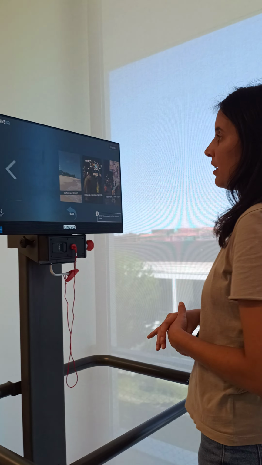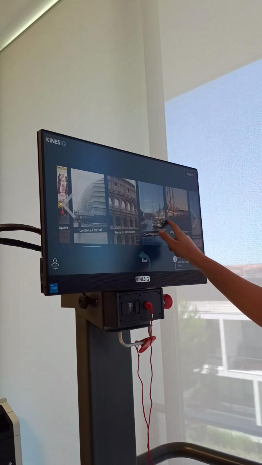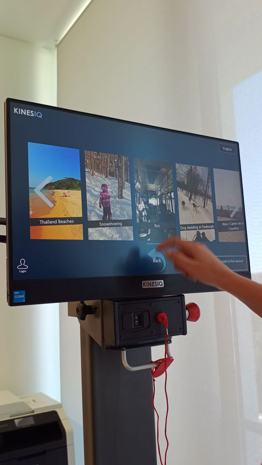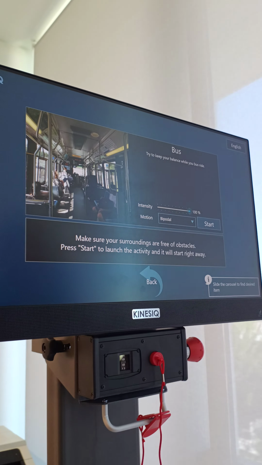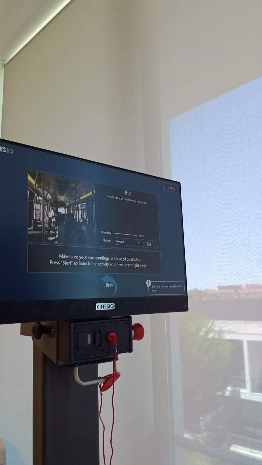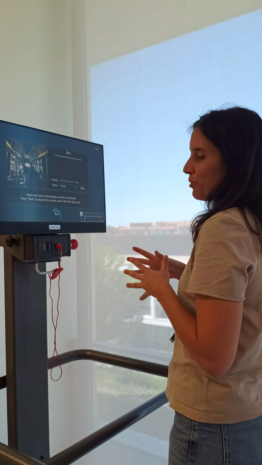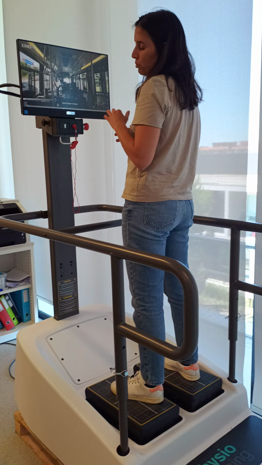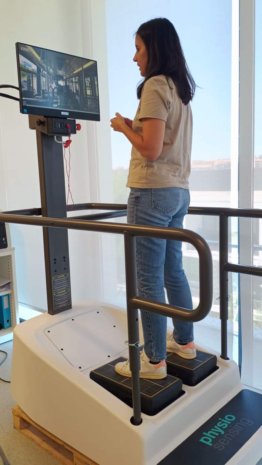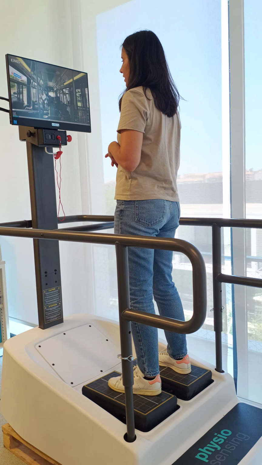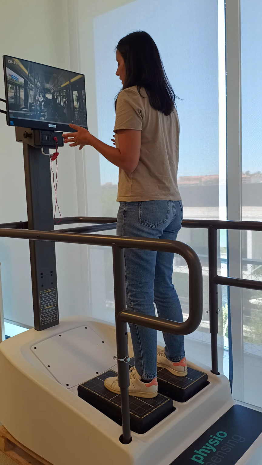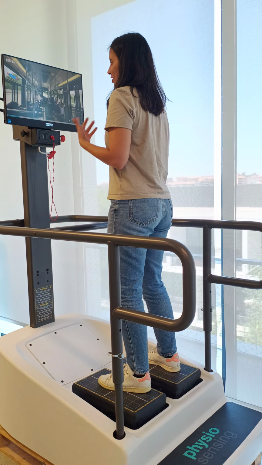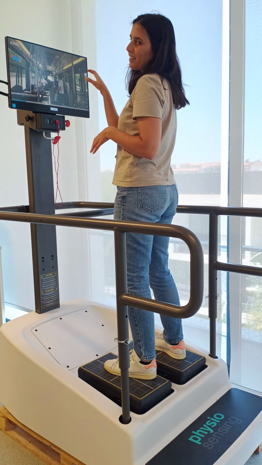So we have a module that is called activities, where we have a wide range of different activities that we can use to train this type of movement strategies. Okay. So for example, we have a bus ride. Everybody has at some point of their life gone on a bus ride, and so this is quite common. We can adjust the intensity of the disturbances, which is also an important aspect of the training within a clinical context. Okay, so what I'm training is my movement reactions to the disturbances of the platform that mimic the disturbance felt during this bus ride, exactly this bus ride.